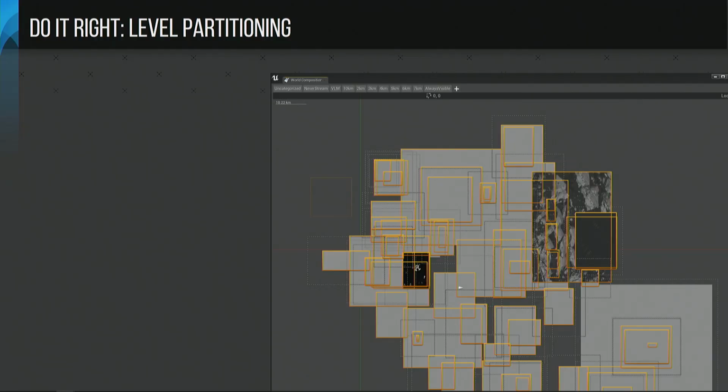The next thing we needed to get right was level partitioning. So in Unreal 4, you still have the world composition system, which is different from Unreal 5, but we still had to deal with world composition. And here, what is being streamed in very much depends on the level boundaries. So you have all of these individual levels that make up your world, and here you can see in yellow the boundaries of these levels that basically decide if something needs to be streamed in.